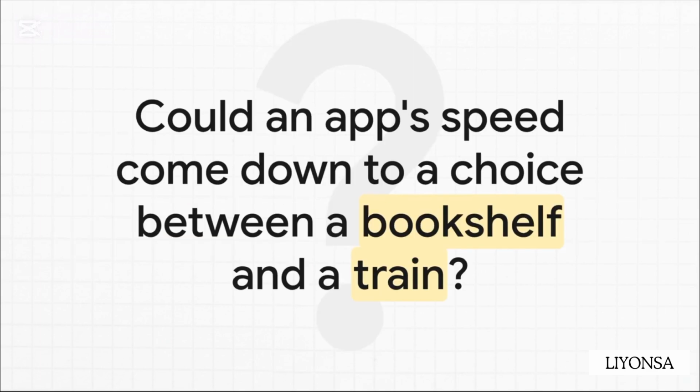So I'll leave you with this thought. The next time an app on your phone feels incredibly snappy and responsive, or maybe frustratingly sluggish, just ask yourself, could the reason for that feeling be as simple as a choice a programmer made a long time ago? The choice between a bookshelf and a train.